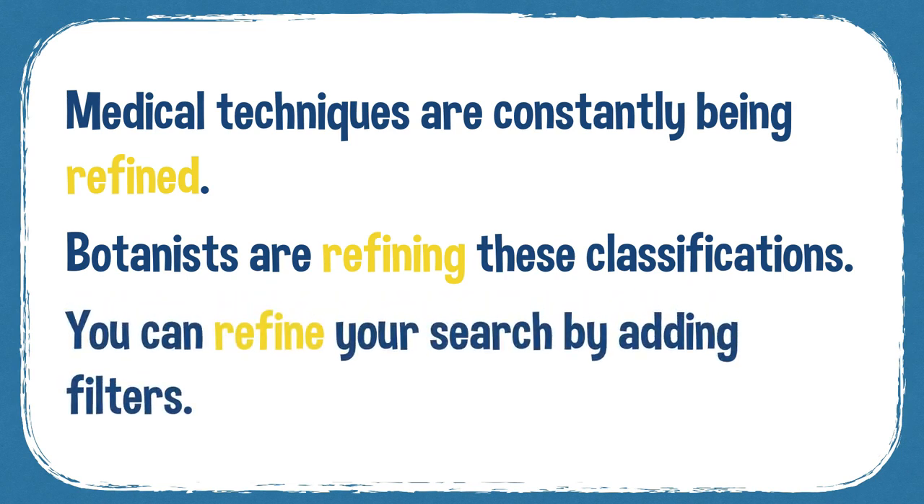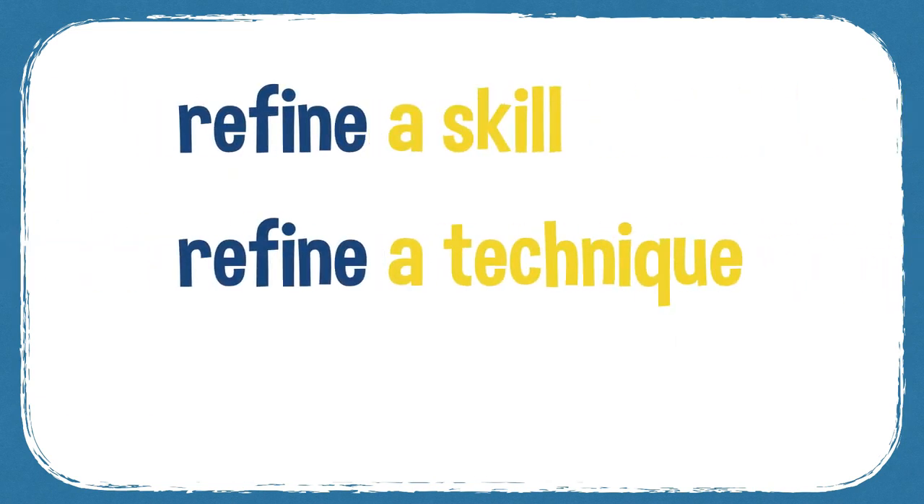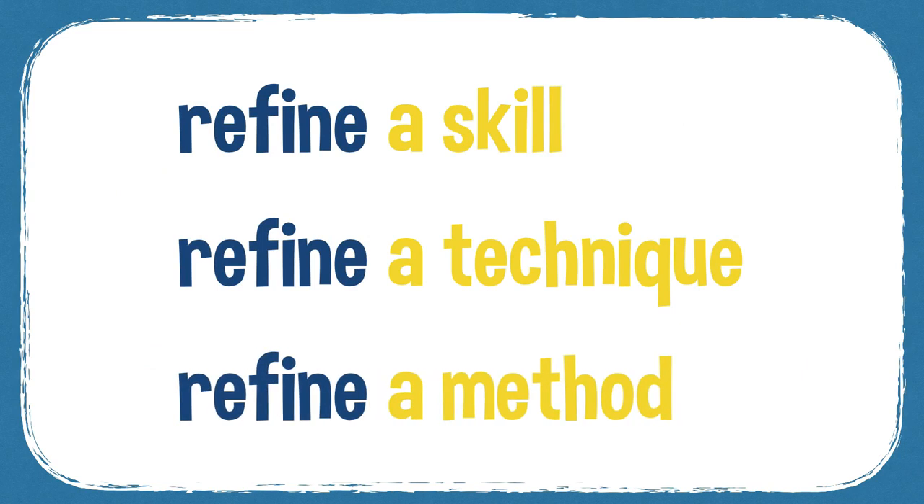And in the third sentence, you can refine your search by adding filters. So you're refining a choice. So for example, when you use Google search, you can add in search by date filters to make your search results better by refining your search. You can also refine substances like oil, sugar, and wheat. So refined sugar is white, and oil is refined by removing some impurities from it. You can refine a skill or a technique, and we often talk about refining a method.